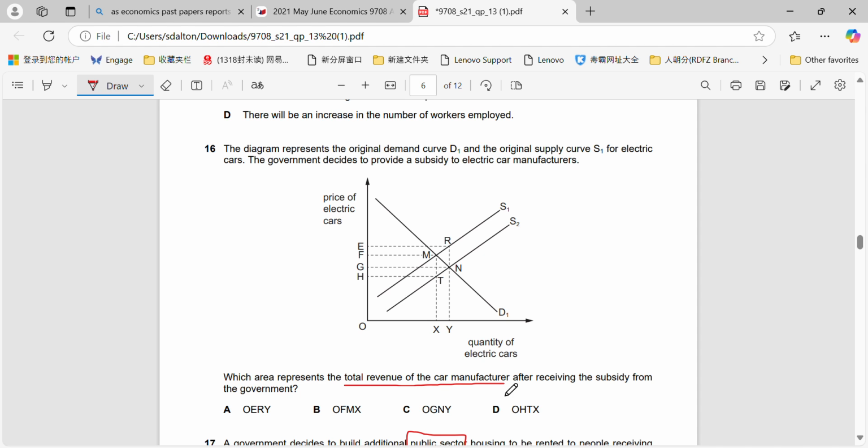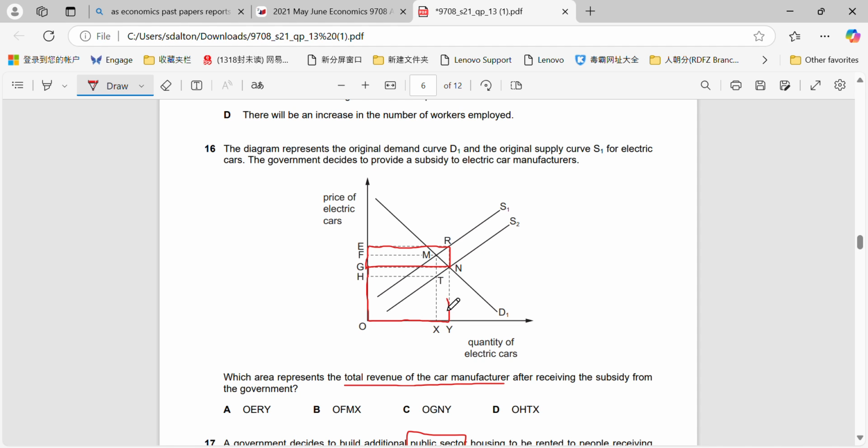right? So the total revenue of the car manufacturer will include the size of the subsidy that has been granted by the government. So therefore, if we can show you first the size of the subsidy, like we've shown you in many of these past papers before, it is calculated from the new supply up to where we hit the original and straight across. So the size of the subsidy would be E, G, or N.